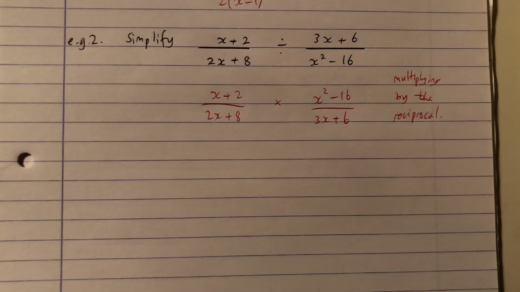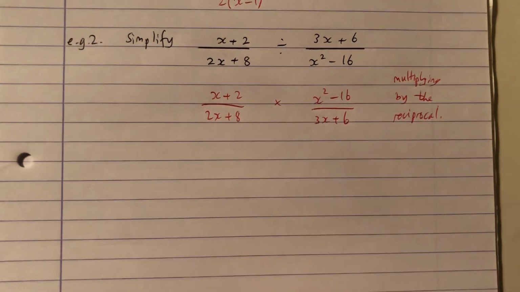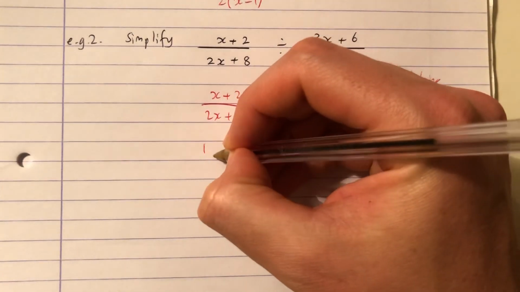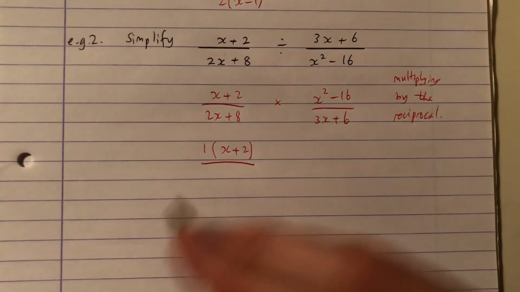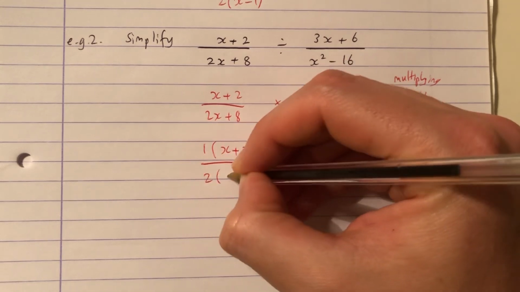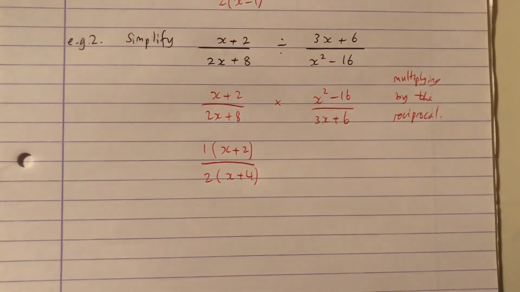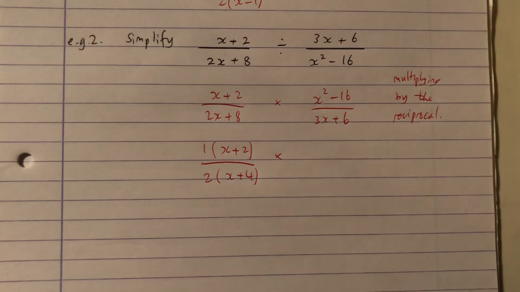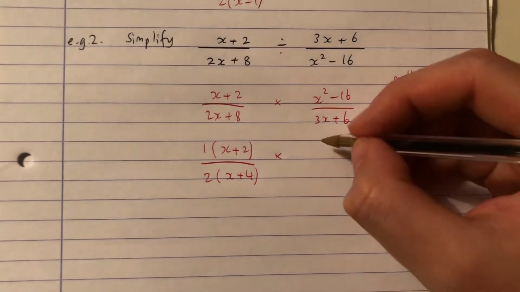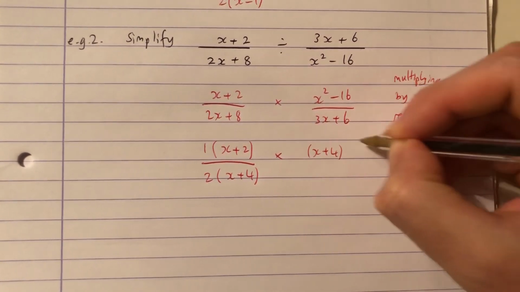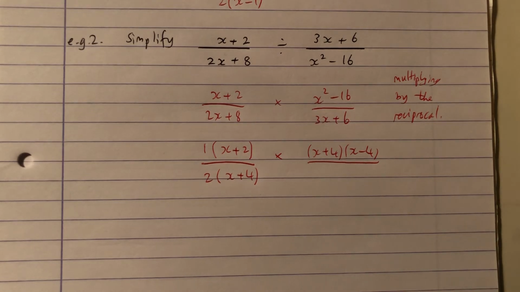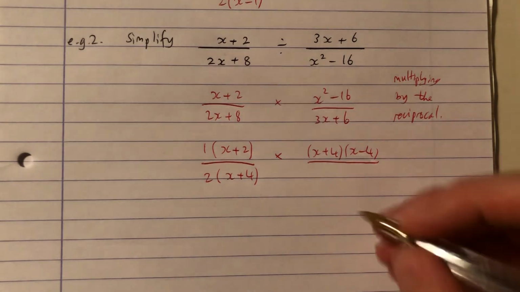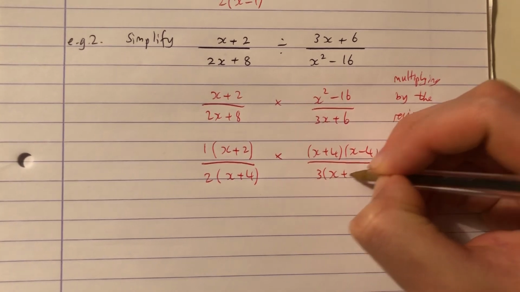Factorize everything. x plus 2 factorizes to 1, brackets x plus 2. 2x plus 8 factorizes to 2, brackets x plus 4. x squared subtract 16 is a pattern you are expected to spot: x plus 4, x minus 4, difference between two squares. 3x plus 6 factorizes to 3, brackets x plus 2.